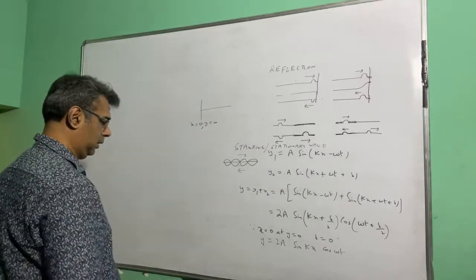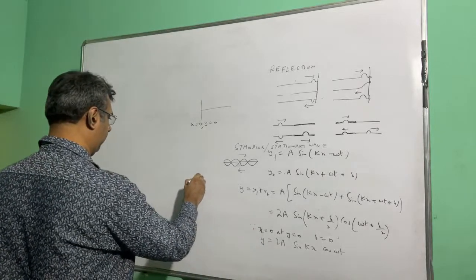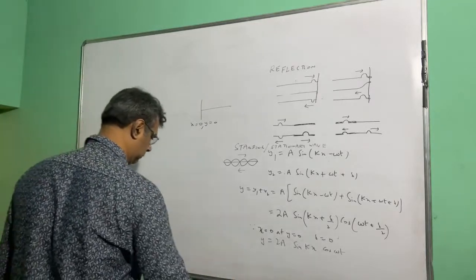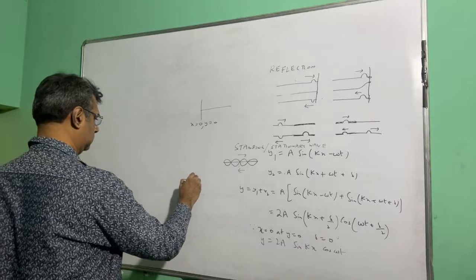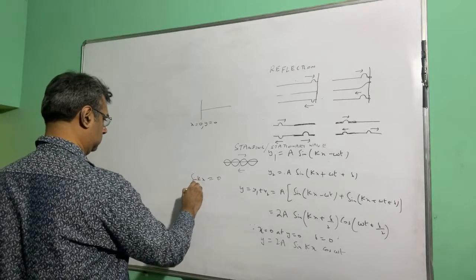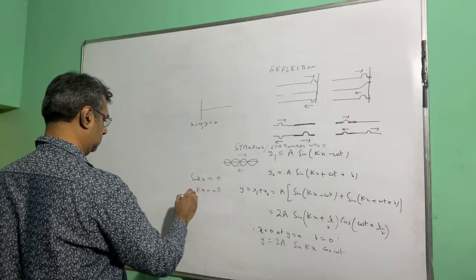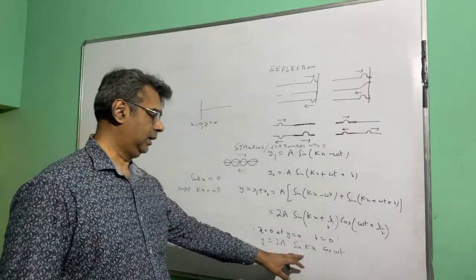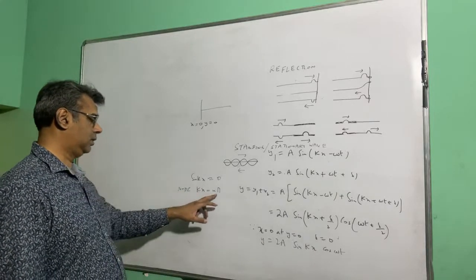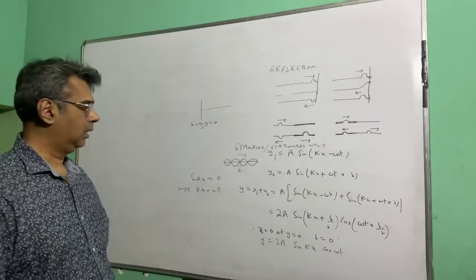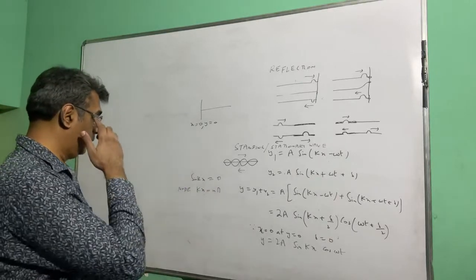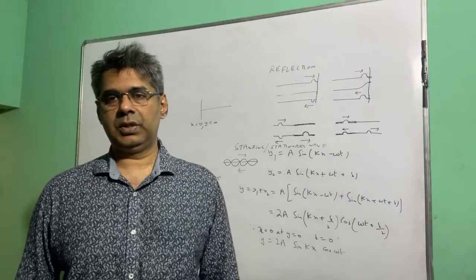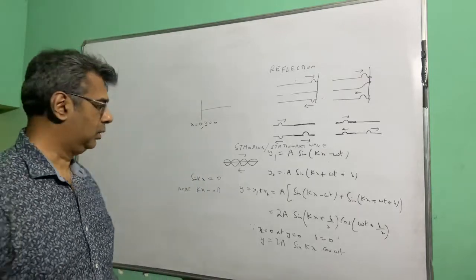Now, if you see this equation of standing wave, if you put sin kx equal to 0, then kx will be n pi, that is called a node. So the node is the position of zero displacement, okay?